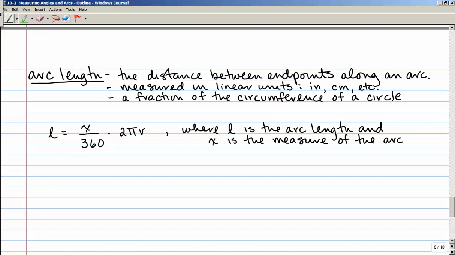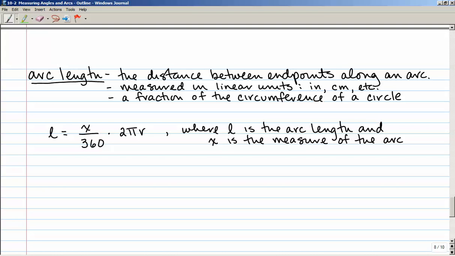One way to think about this is I like to think of arcs as like the crust on a pizza. If you were to take a tape measure and lay it on the crust of the pizza and measure around how many inches the piece of crust on your slice of pizza is, that's what we're talking about with arc length. It's actually a fraction or a piece of the circumference of the whole circle.